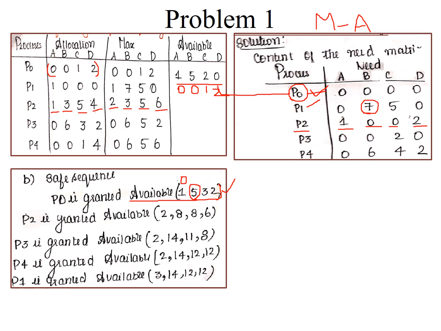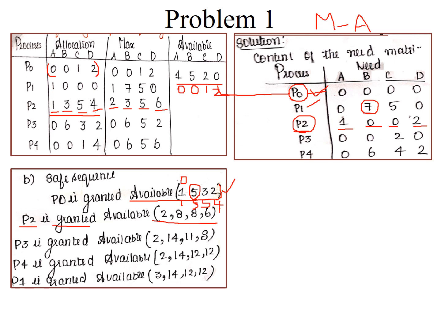So P2 will be allowed to execute, you will provide the resources that are granted, and P2 gets completed. The availability becomes 2886, which means the allocation of P2 is 1354. When we add 1354 with the availability, the new availability becomes 2 plus 4 is 6, 3 plus 5 is 8, 5 plus 3 is 8, 1 plus 1 is 2. So this is the new availability, 2, 8, 8, 6.